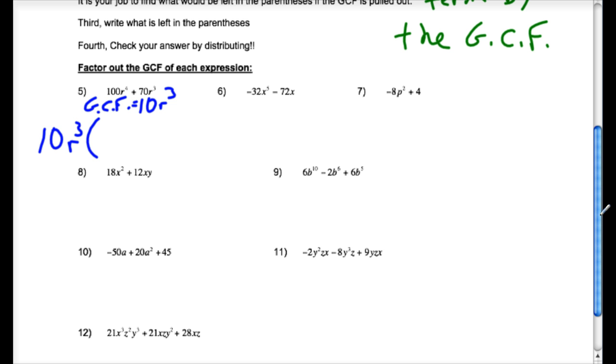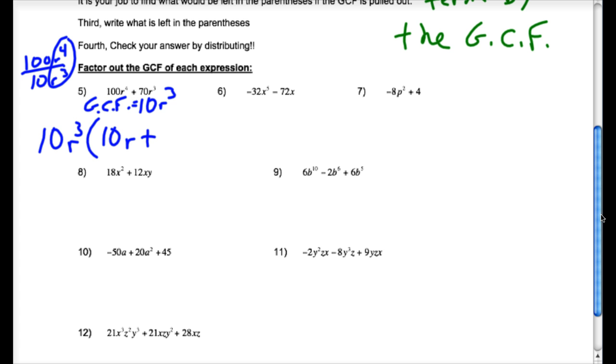So what's 100 r to the fourth divided by 10r cubed? Again, I would not expect you to write it down. 10r. Yeah, 10r, because what do you do with your exponents, guys? Subtract them. Very good. Plus, what's 70r cubed divided by 10r cubed?